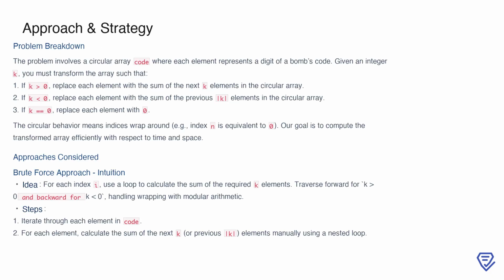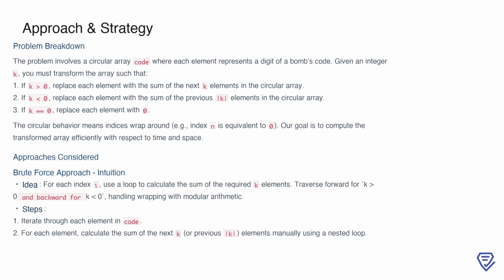For smaller absolute values of k, only the required number of elements are summed. Additionally, when k equals 0, the result array is straightforward, with all elements replaced with 0. These considerations ensure that the function works correctly for all valid inputs. To solve this problem, we are working with a circular array called code, where each element represents a digit of a bomb's code.